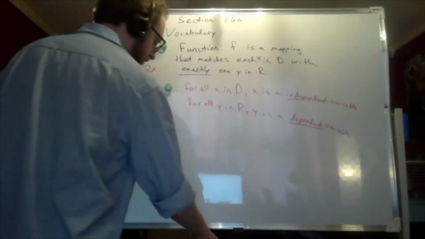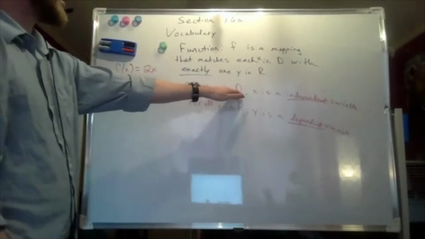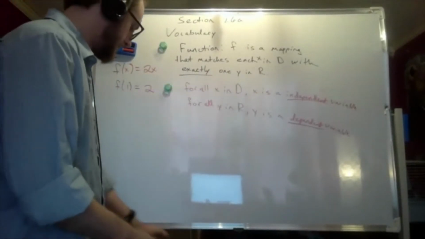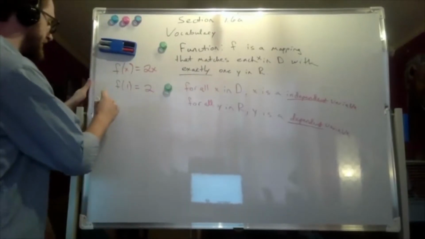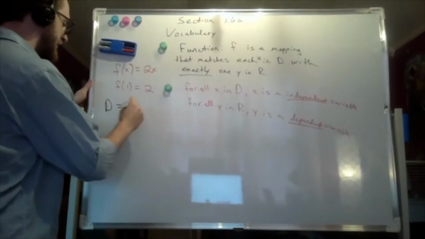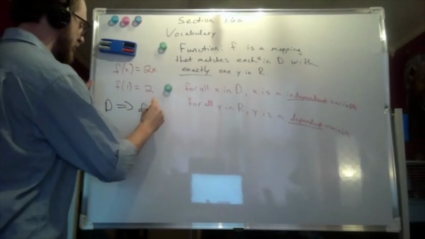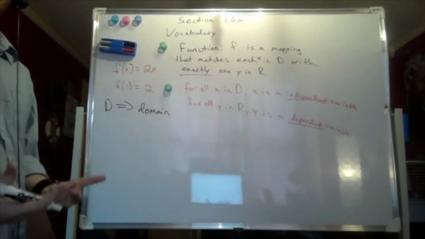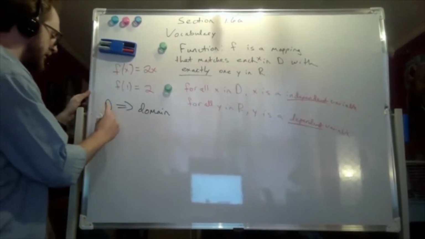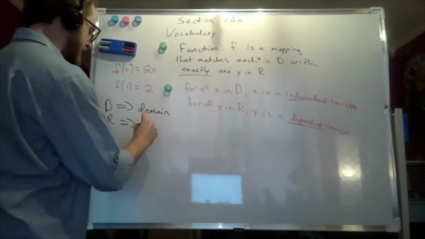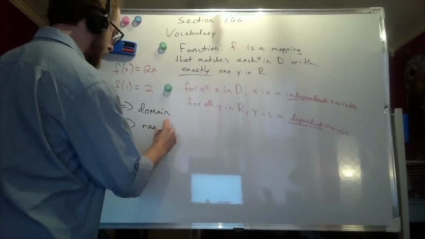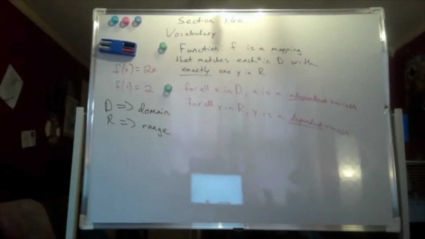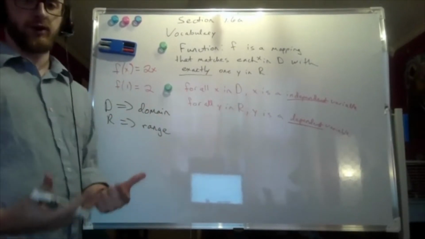So we've already touched on that D we call domain. So D, that's for our domain. It's the collection of points that we can plug into a function. R is our range. It's the collection of possible outputs.